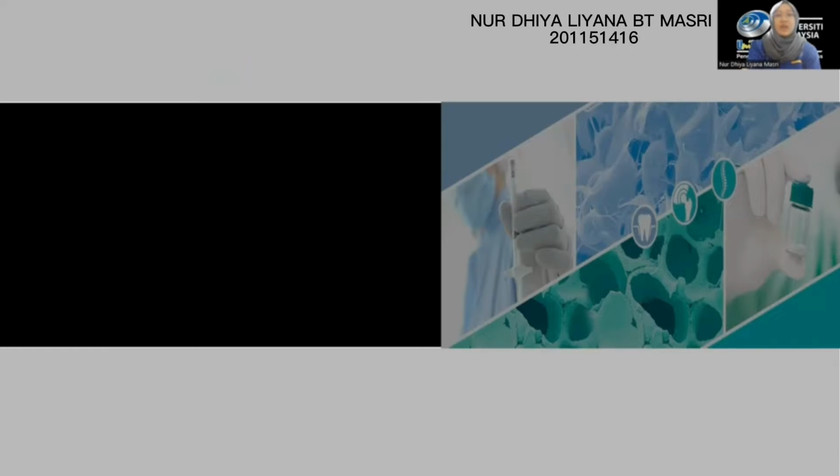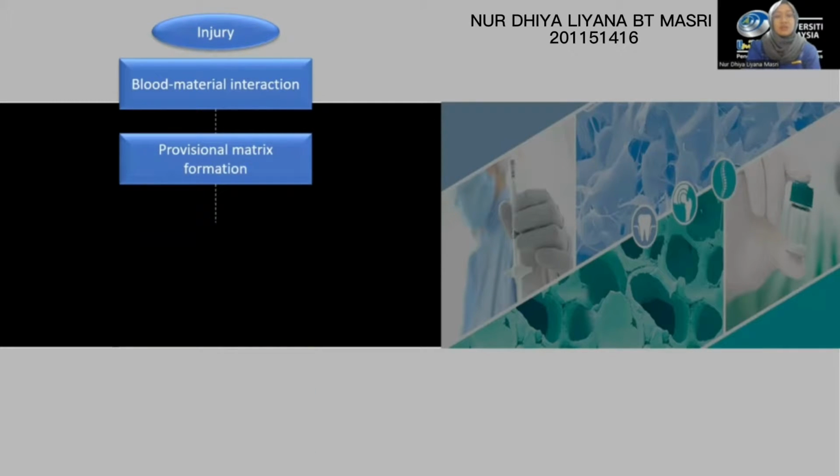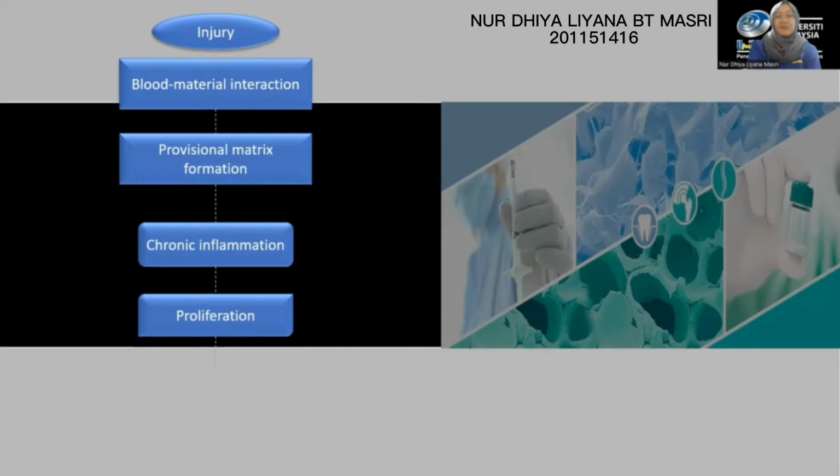So the biological response that happens throughout the implantation is, first, injury that happens during the operation. Second, the blood-material interaction that happens when the vascular graft is implanted. Third, provisional matrix formation that occurs early, within minutes to hours after the operation. And second, the inflammation. In the biological response, there are two types of inflammation: first, acute, and second, chronic. When the body is rejecting, the inflammation that happens inside the body is chronic inflammation. The inflammation will cause proliferation of blood vessels and connective tissue. And lastly, a foreign body reaction that inhibits healing.